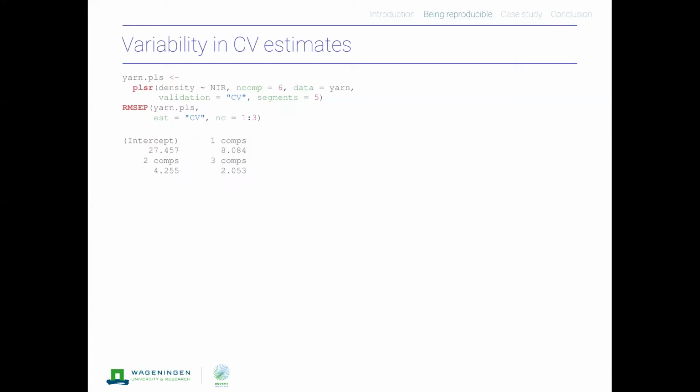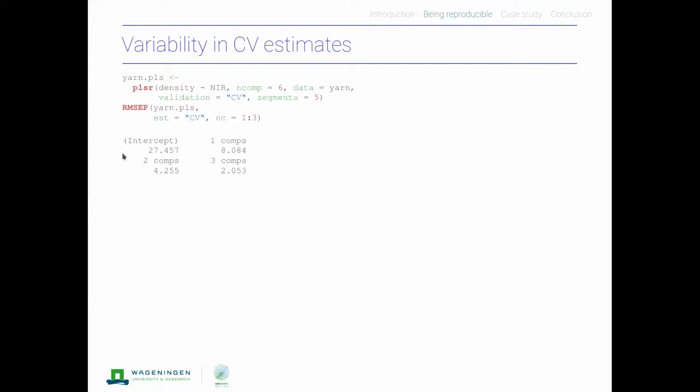And in the R implementation from the PLS package, that is simply done as, okay, we have a data set where we want to predict the density of some yarns from their NIR spectra. And we are willing to use PLS components with up to 6 latent variables. And we are going to use cross-validation with 5 segments to decide on which of these different models would be the optimal one.